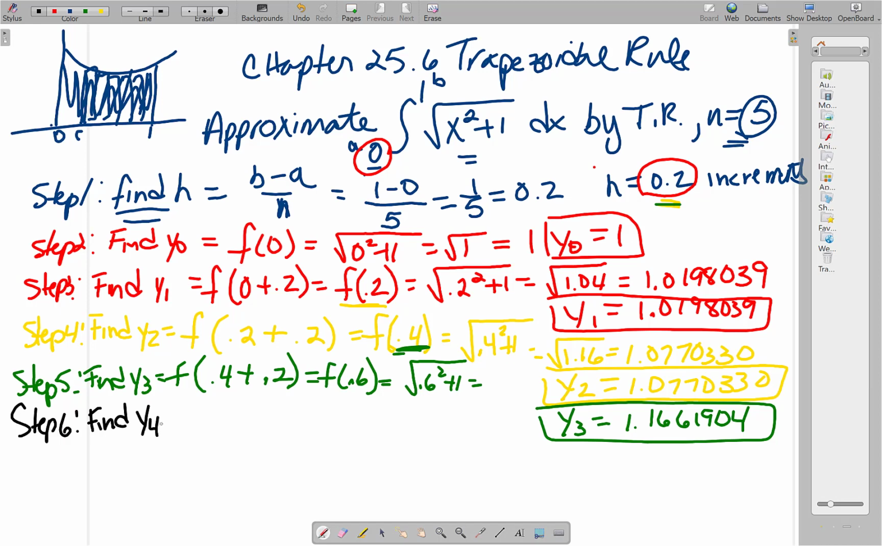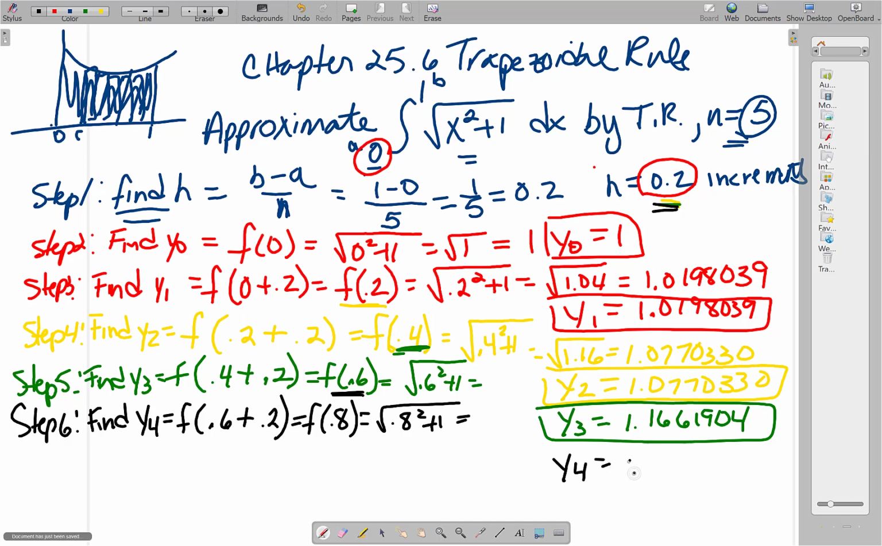So y4 is equal to f of, what do we have here? 0.6 plus our h, 0.2, equals f of 0.8, equals the square root. So you're just substituting in and figuring all of these out. And we get y4 is equal to 1.2806248. Okay, back to blue because we're starting over.